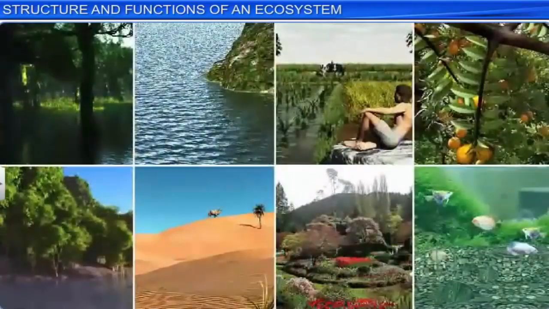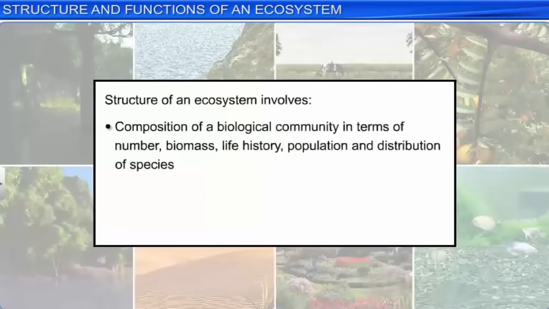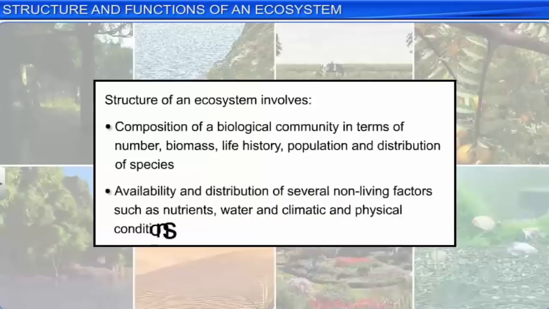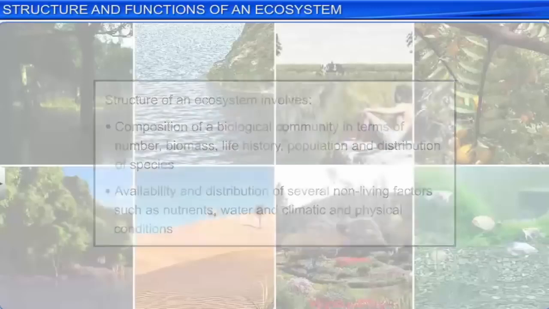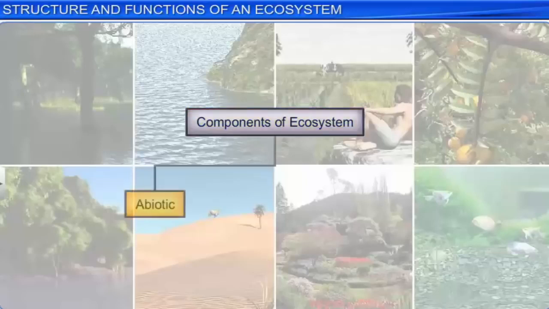The structure of different ecosystems also varies greatly and involves the composition of a biological community in terms of number, biomass, life history, population, and distribution of species. The structure of an ecosystem also involves the availability and distribution of several non-living factors such as nutrients, water, and climatic and physical conditions. In other words, the two major components in any ecosystem are abiotic or non-living components and biotic or living components.